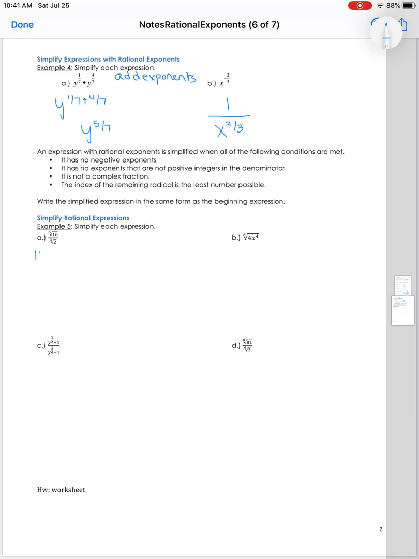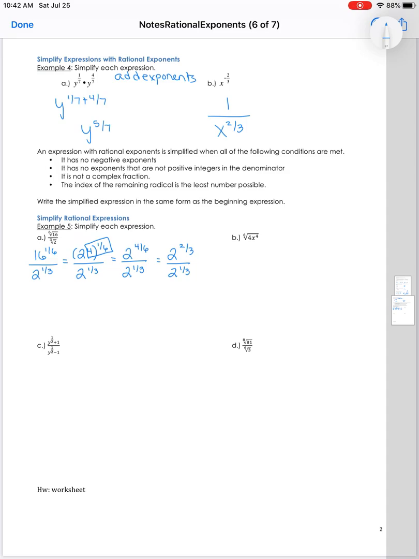An expression with rational exponents is simplified when there are no negative exponents, no positive integer exponents in the denominator, it is not a complex fraction, and the index of the remaining radical is the least number possible. We're just going to go over 4 instances here. Some of these can be a little tricky, it's like a puzzle trying to rework some of these. So we have the 6th root of 16, which is the same thing as 16 to the 1/6. The 3rd root of 2 is the same thing as 2 to the 1/3.